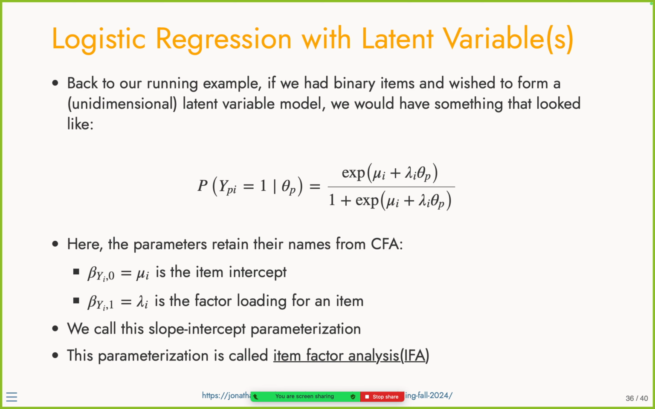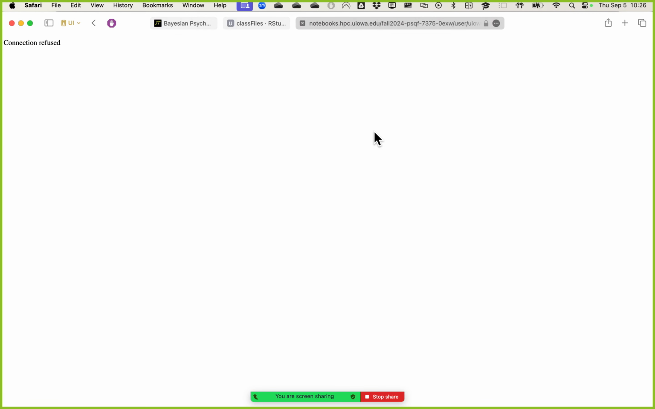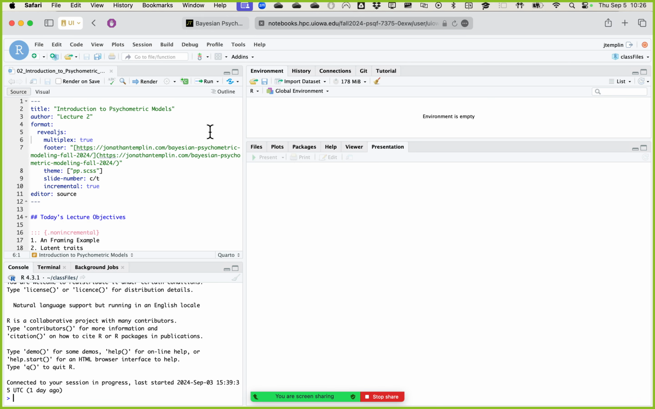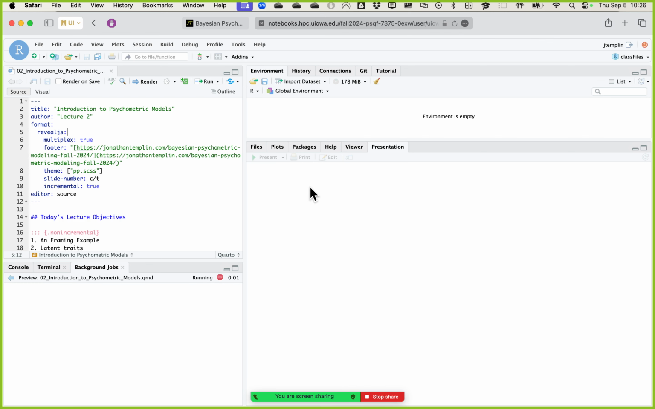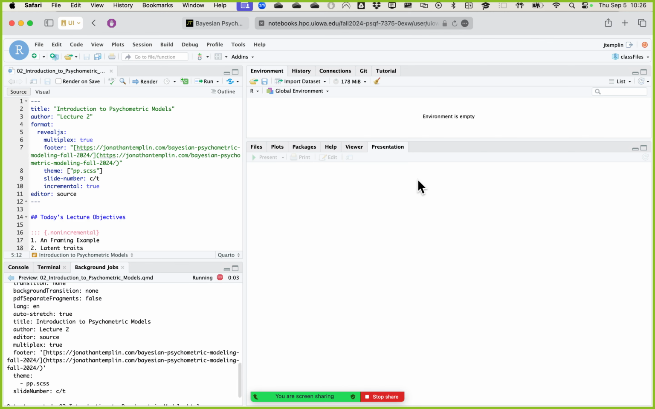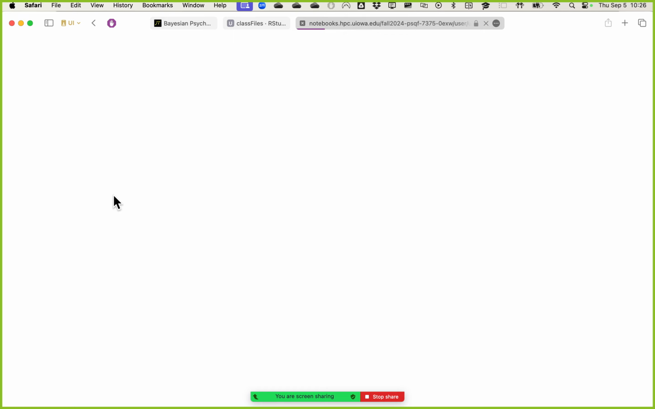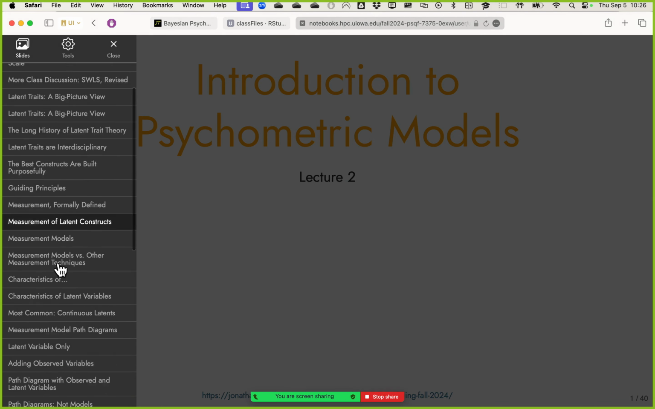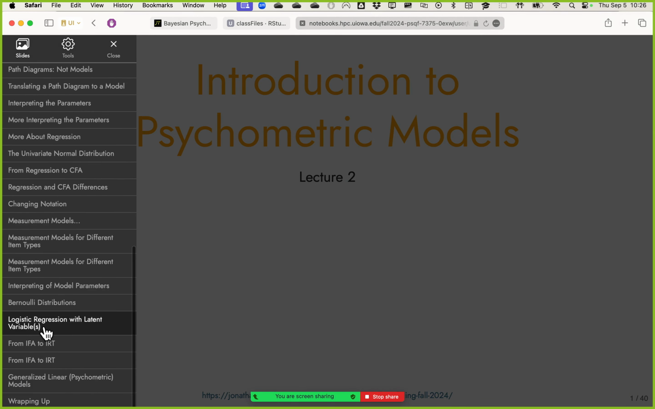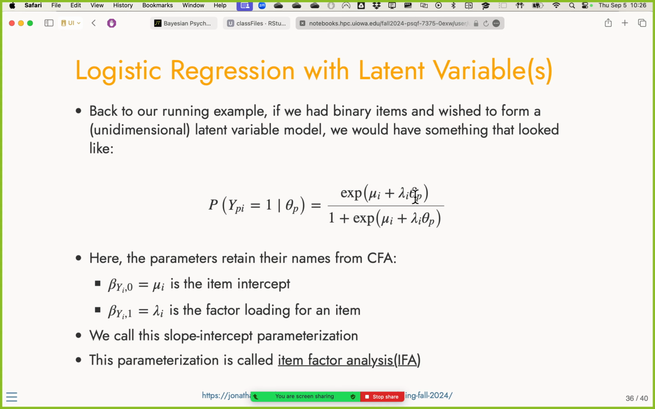So if we were to do this with latent variables, the same thing could happen. Last time we changed our intercept parameter to mu, which we call the item intercept. We still call it that here. We changed our slope parameter to lambda, which we called the factor loading. We can still call that here.